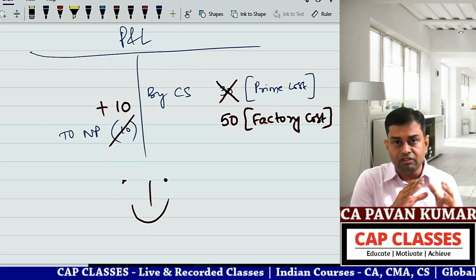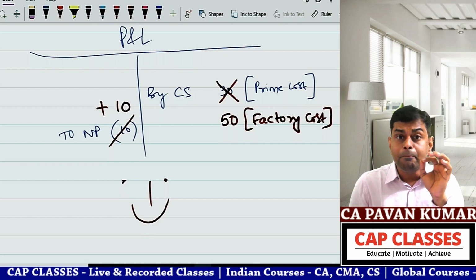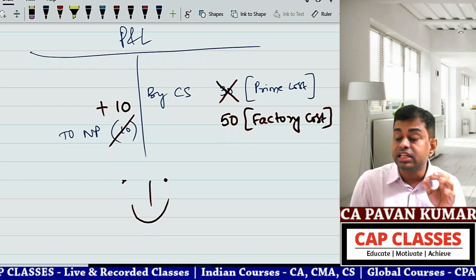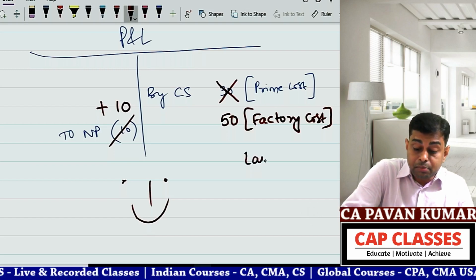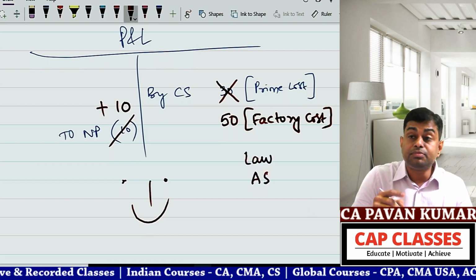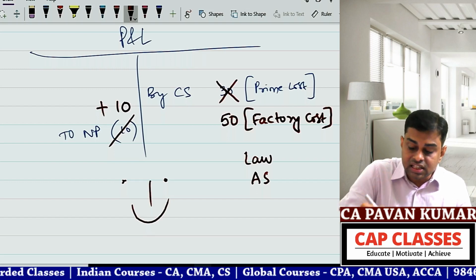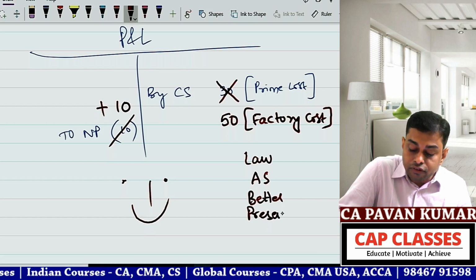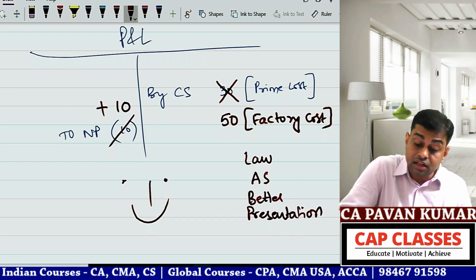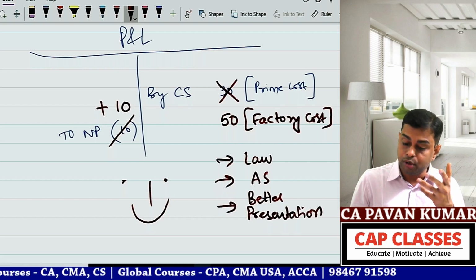Accounting Standard 1 and also Accounting Standard 5 say an accounting policy can be changed in a few given circumstances. One is if it is permitted by law, another is if it is permitted by another accounting standard, and another is if it results in better presentation of financial information contained in the financial statements. In these three situations, you can change the accounting policy.